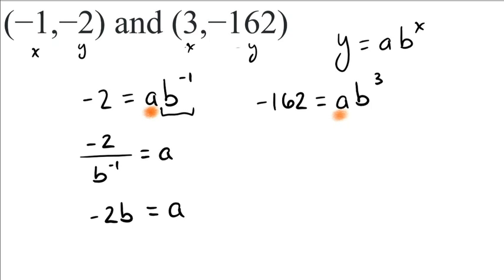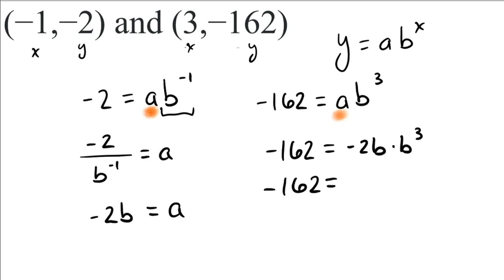So in this second equation, I'm going to write -162 equals -2b, again, that's what a is, times, I apologize, times b to the third power. So if I rewrite that, I have -162 is equal to -2 times b times b is b to the 4th power.